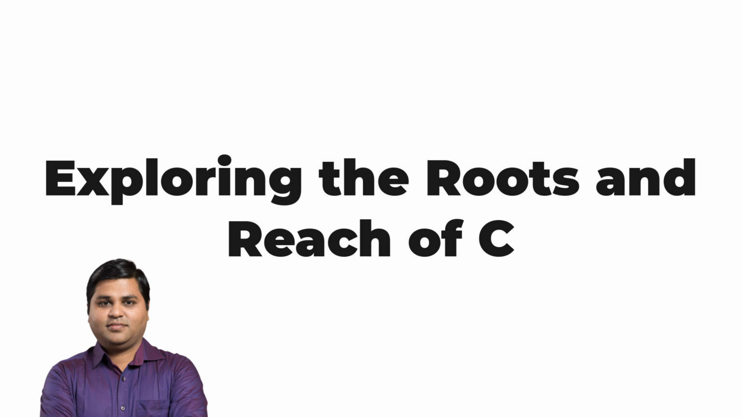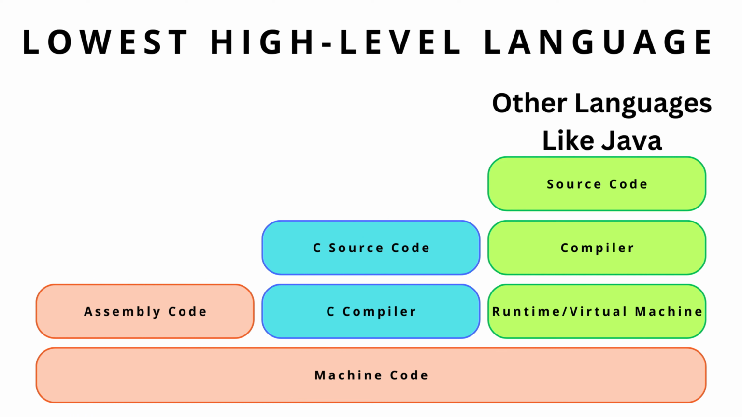Even though C is a powerful and versatile language, some programmers feel that it's more like a low-level language than a general-purpose one. What does that mean? Well, a low-level language is one that's closer to the computer's hardware. It gives programmers more control over how their programs work, but it can also be more difficult to use.